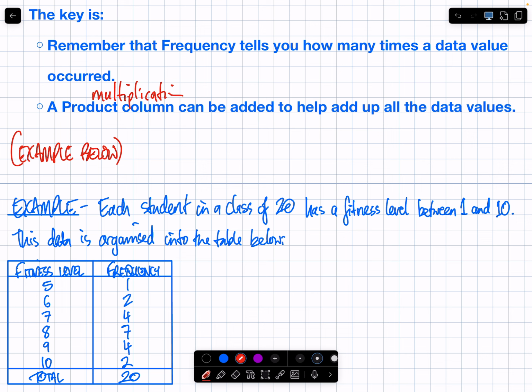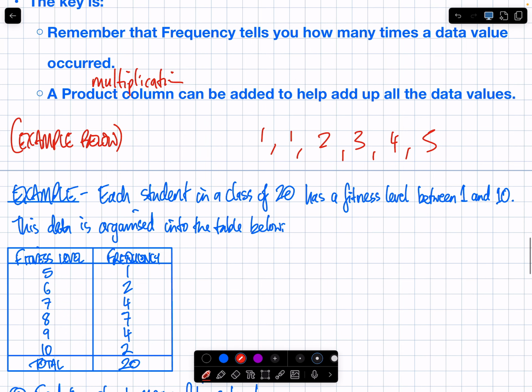So if we look at the example here, each student in a class of 20, we measured their fitness level and it was between 1 and 10. We organized the data into the table below. What did I show you last lesson? I showed you in the last lesson how to find the mean, median, and mode of data that's arranged like this. That's the raw data. Is this raw data or have I put it into a table? It's in a table, okay?